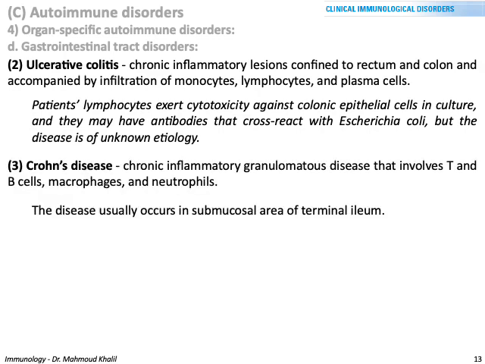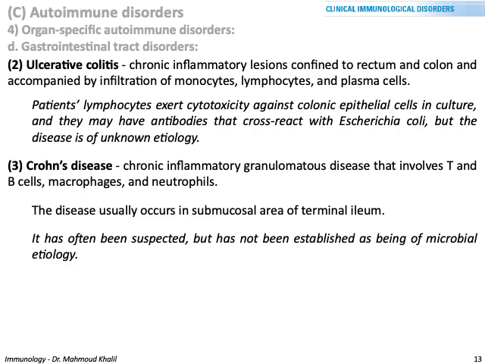Crohn's disease is a chronic inflammatory disease that involves T and B cells, macrophages, and neutrophils. This disease usually occurs in the submucosal area of the terminal ileum. It has often been suspected, but has not been established, to be of microbial etiology.